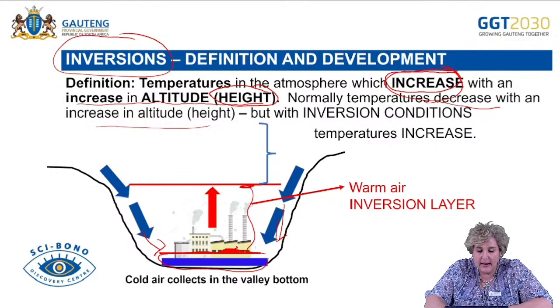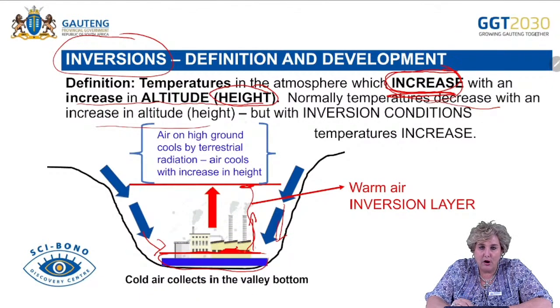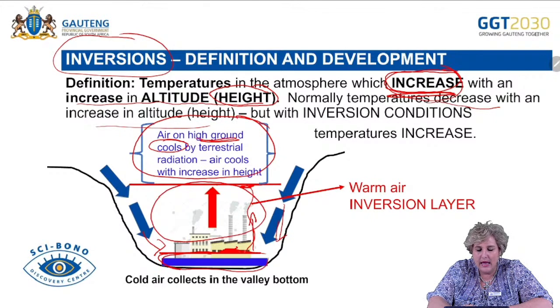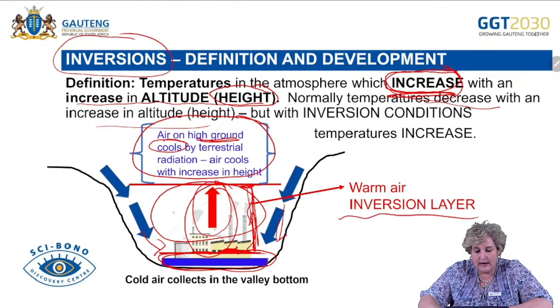What is an inversion layer again? As I go higher, temperature increases instead of decreases. On top of that, I have air on the higher ground, which is cool. It cools down by terrestrial radiation, and that air cools with the increase in height. So here I have cold air, here I have warm air, and there I have my cold air that collects at the bottom. For this part here, the temperature is warmer when it's supposed to be cooler, because the higher you go, the cooler the air becomes. So this layer here is my inversion layer.